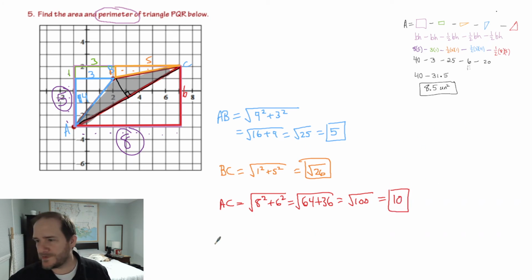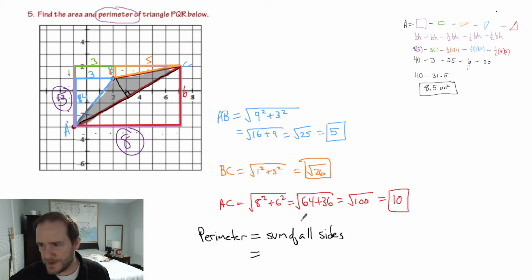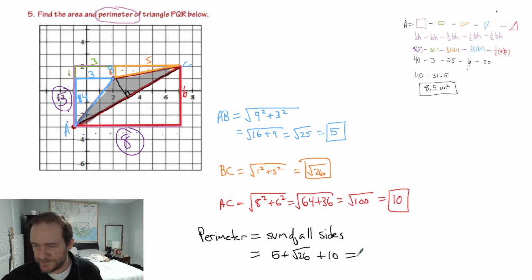So the good news is to find the perimeter is a piece of cake, because the perimeter is just the sum of all sides. And sum just means add them up. So I guess we're going to do 5 plus root 26 plus 10. And you can just use a calculator to figure out what that is. I'll just use the one on my phone. But it's just going to be 15 plus whatever the square root of 26 is.